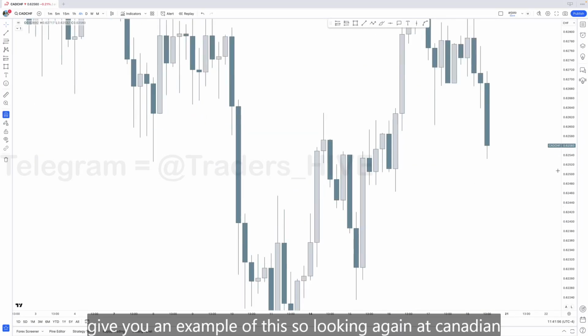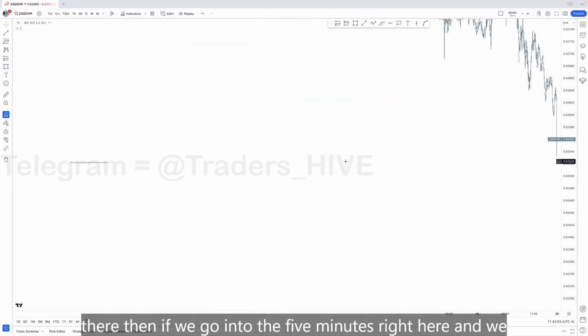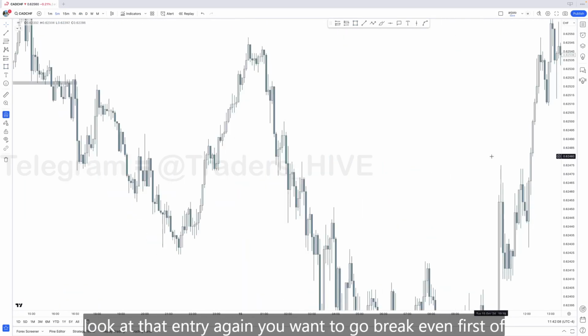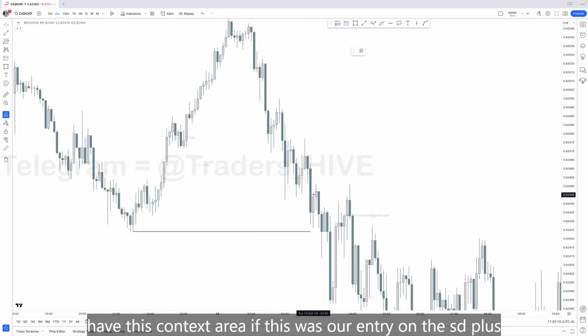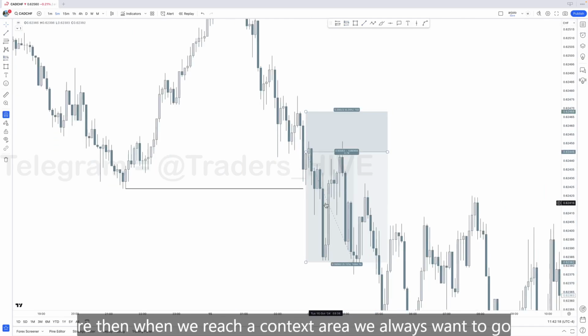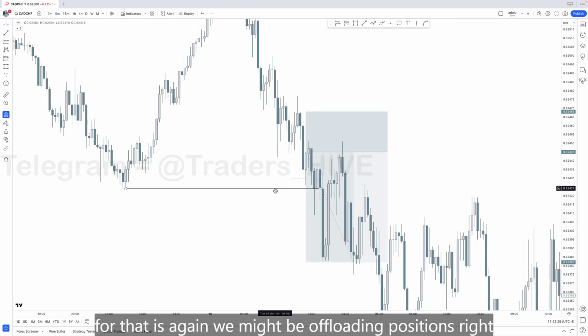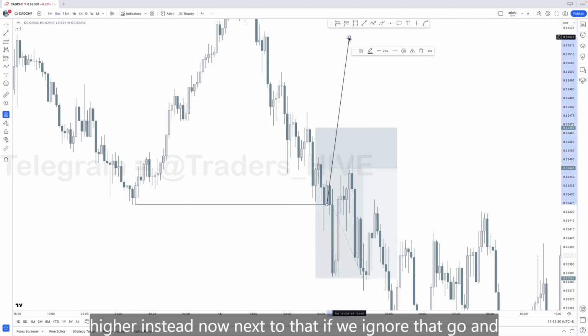So looking again at Canadian dollar CHF right here, we have this 4-hour fair value gap right there. Then if we go into the 5 minutes right here and we look at that entry again, you want to go break even. First of all, in this case, we reach the context area right there. If this was our entry on the ST+RE, then when we reach a context area, we always want to go break even. So when we reach the context target. The reason for that is, again, we might be offloading positions right there. So we might be seeing something like this to continue higher instead.